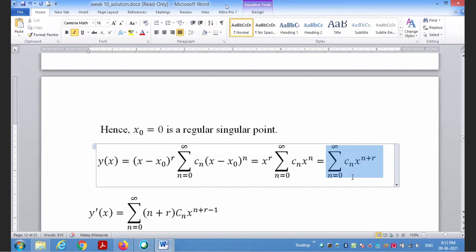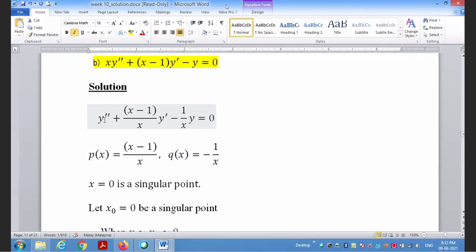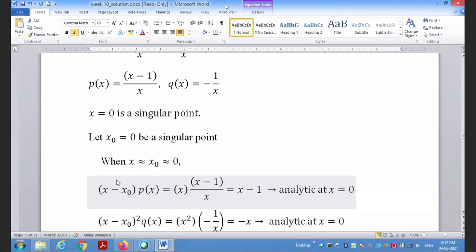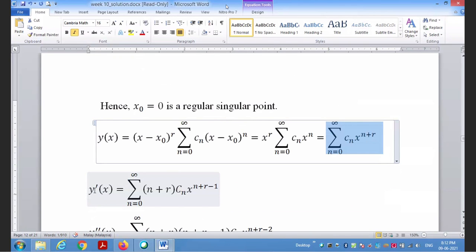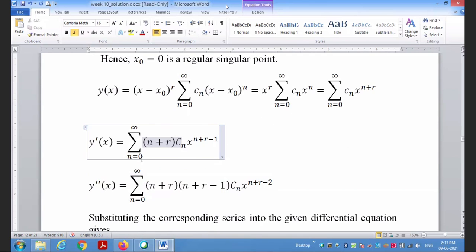When you refer to the given equation, you need to find y prime and y double prime in terms of summations. So for y prime, you do the same thing here. You bring n plus r in front, then c_n unchanged, x to the power of n plus r minus 1. But here n starts with 0. Before this in the normal method, n started with 1 because we had n here. But now we have n plus r, so this term will not be 0 if n equal to 0. The same thing for y double prime.